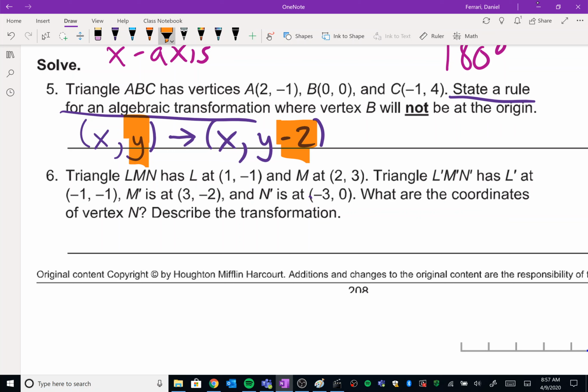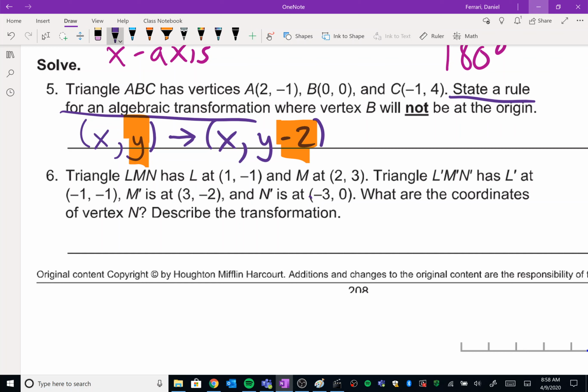Okay, so let's go ahead and take a look at our last problem, which is number 6. Just like before, I did graph this one, and I would recommend you do this as well. You can totally do this freehand. Triangle LMN has L at (1, -1), M at (2, 3). You'll notice it didn't give us the coordinates for N. That's what we're looking for in this problem.